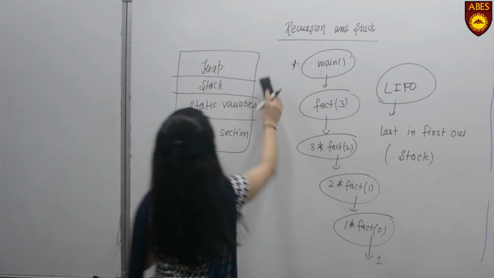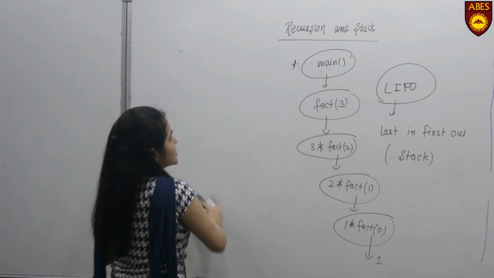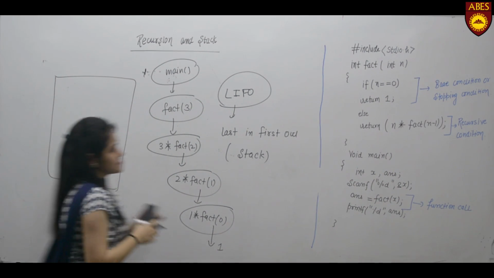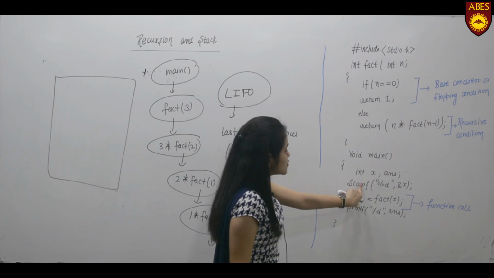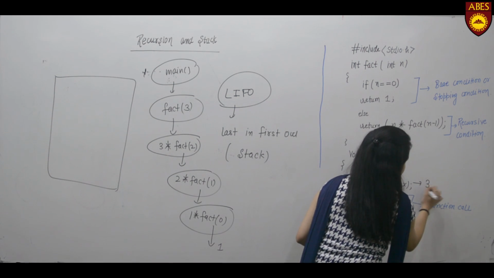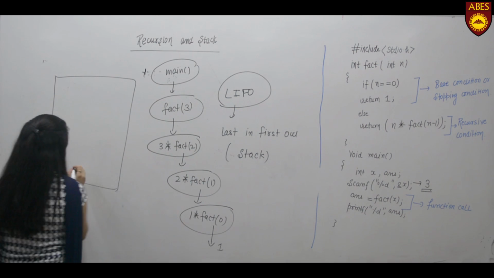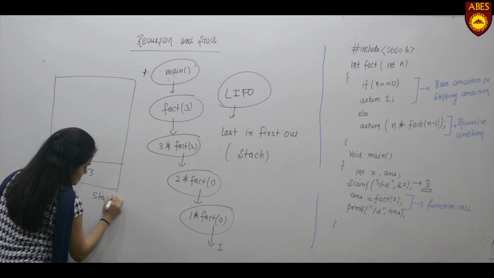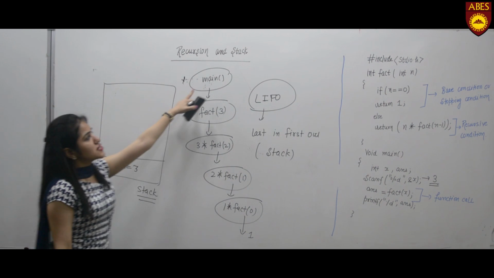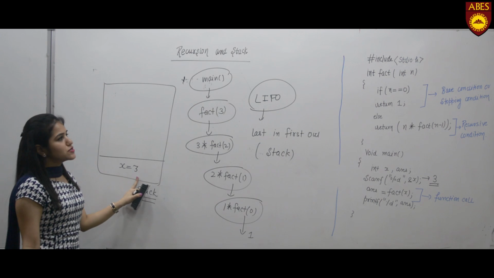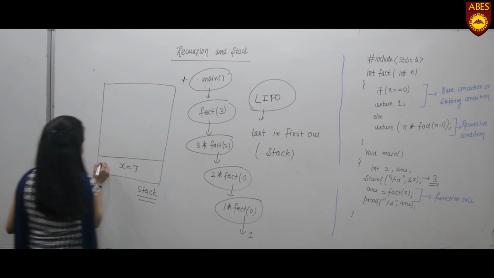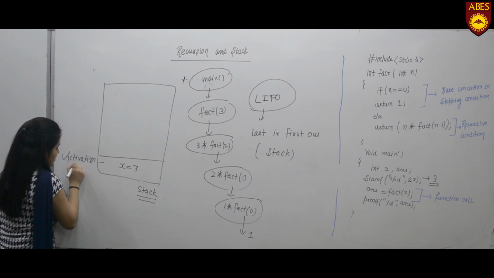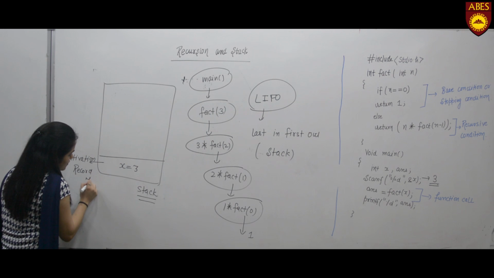Now we will see how recursion uses the stack and the LIFO property. First of all, the main function is called. In the main function, we have the variable x, and suppose we give the value of x as 3. So in the main function we have a variable x equal to 3. This is our stack. When the main function is called, the value x equal to 3 will be stored in the stack. This is known as the activation record of the main function.